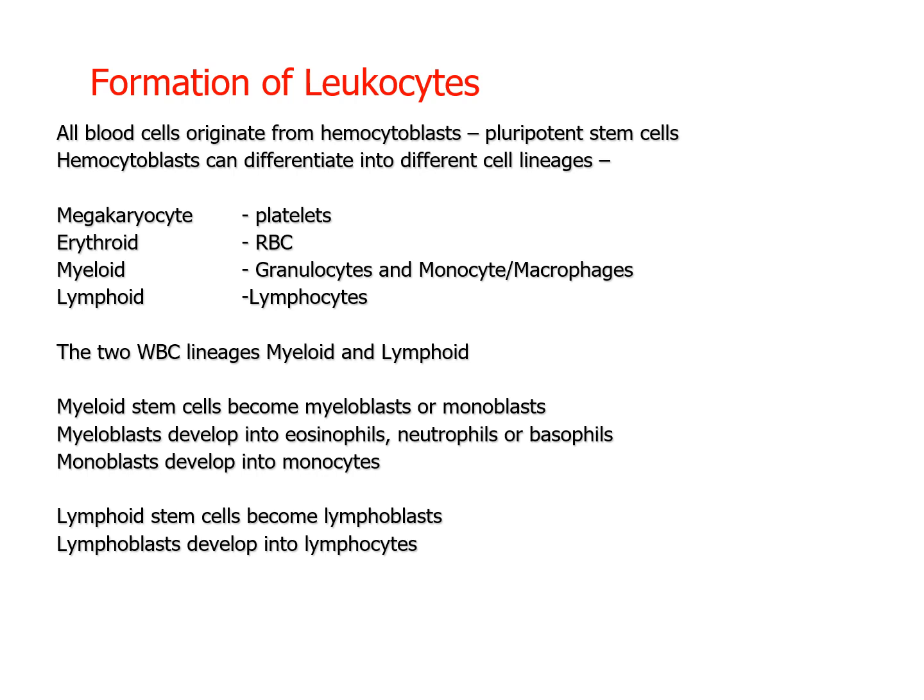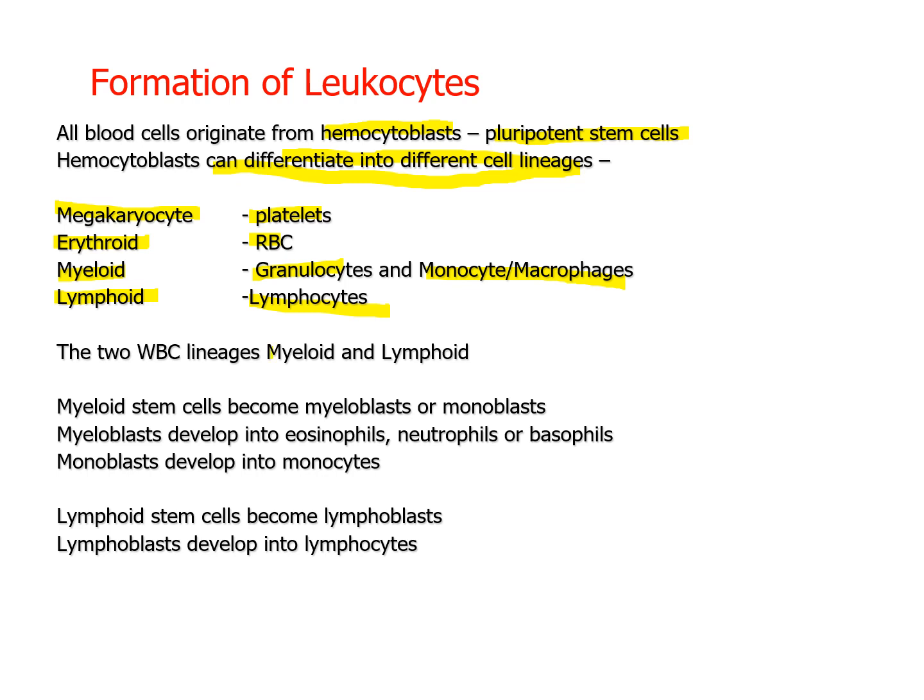And here you see the different lineages: the megakaryocyte, erythroid, myeloid, and lymphoid, and what they lead to: platelets, red cells, granulocytes, and monocyte macrophages, and here for lymphocytes. They all originate from hemocytoblasts, which are pluripotent stem cells. Pluripotent means that they can go in different directions depending upon the signals they get. They can differentiate into different cell lineages.